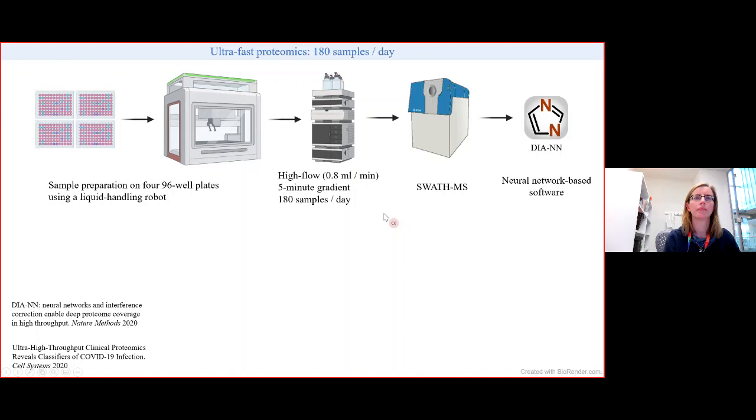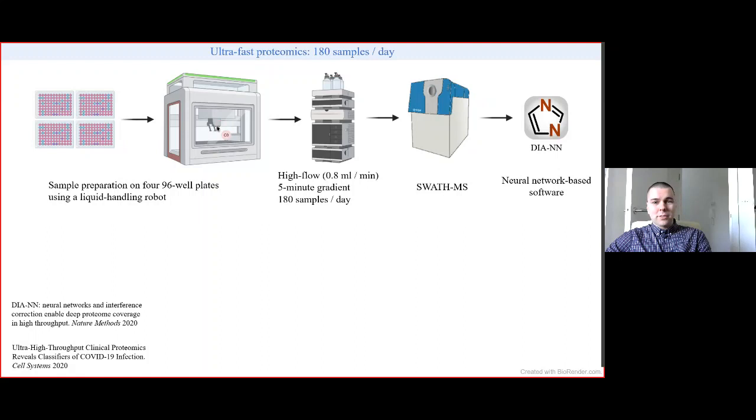The way we're analyzing the samples, everything starts with 96 well-based sample preparation. This is four plates in parallel, which are processed in a liquid handling robot, so it's semi-automated. Then it goes into a high-flow liquid chromatography system, which allows us to run 5-minute gradient proteomics with a throughput of about 180 samples a day on a single instrument. The mass spectrometer is a Sciex TripleTOF 6600. It operates in SWATH MS mode, so DIA acquisition. The point of using it is that it allows us to get quite precise quantities and high robustness of identification with a low rate of missing values. And then all this is processed in in-house software which we recently published.